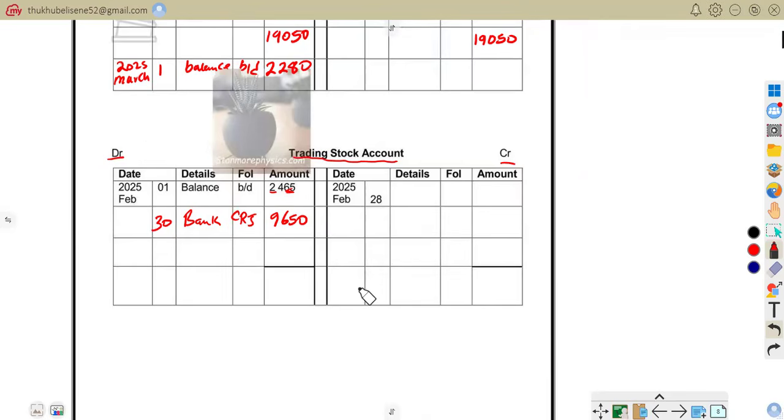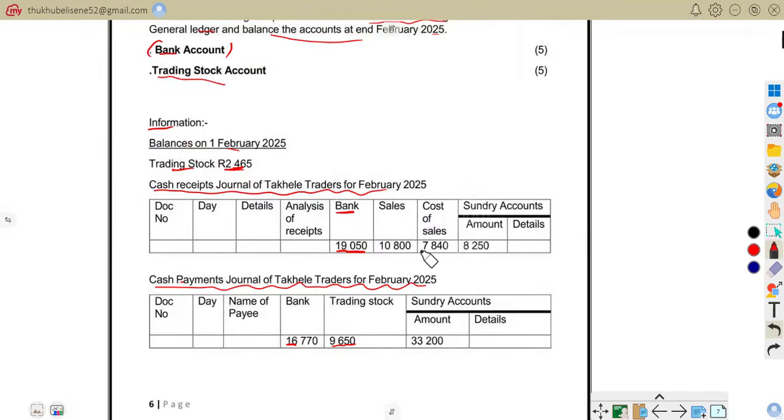So now we go here on the credit side, whereby we have cost of sales. Cost of sales of how much? Under CRJ of how much? 7,840, and this is the 7,840 that we are talking about. This is our cost of sales. So it cost us this much.